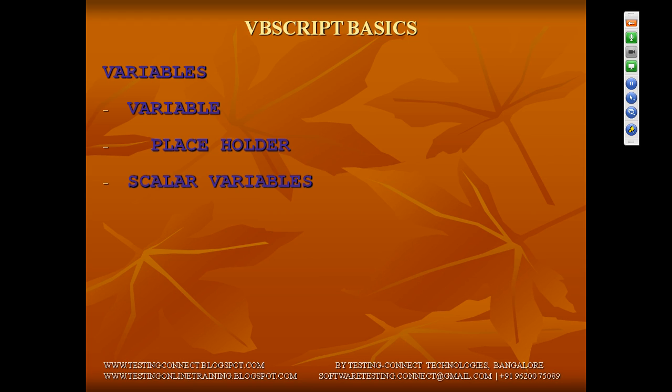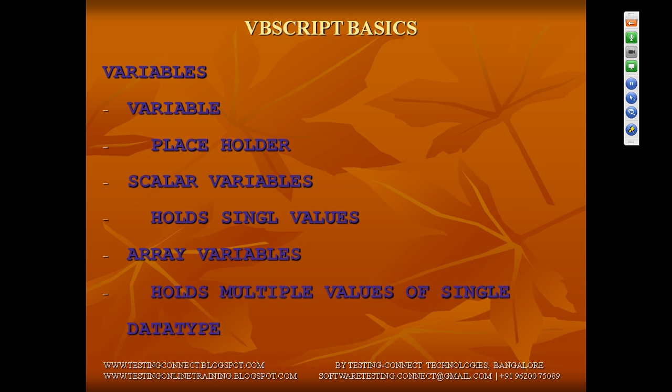There are two types of variables you come across. This is not only in VBScript, but in any programming language. Can anybody tell, what are the two types of variables? Scalar variables and array variables. In any programming language you go, there are two types of variables you come across, and those are scalar variables and array variables.